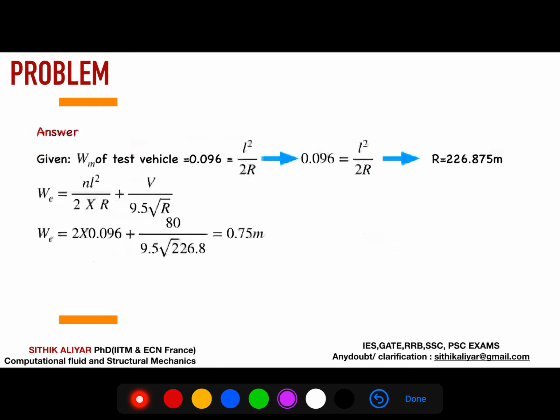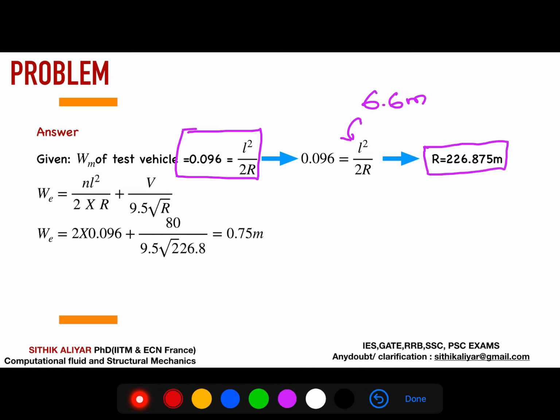You see, they have given mechanical widening L square by 2R, as I told you, is nothing but the off tracking. So they have given 0.096. Solve this, because length of the wheelbase also they have given us 6.6 meter. So solving this algebra, you will get the radius as 226.875 meter. If you substitute everything here, you got the radius.